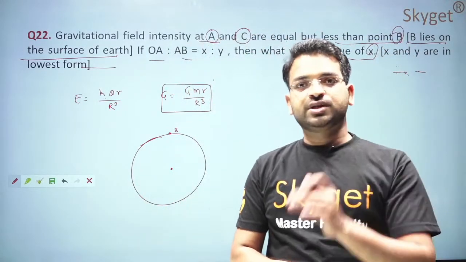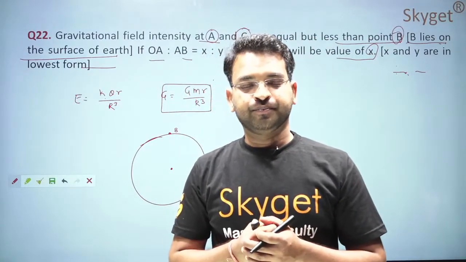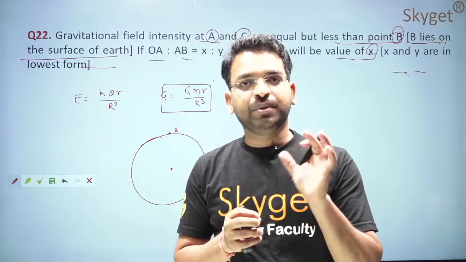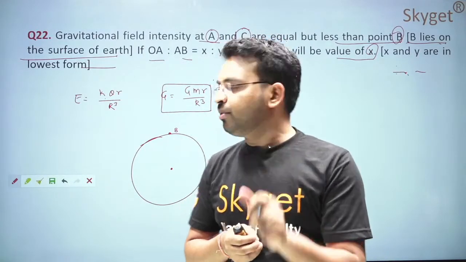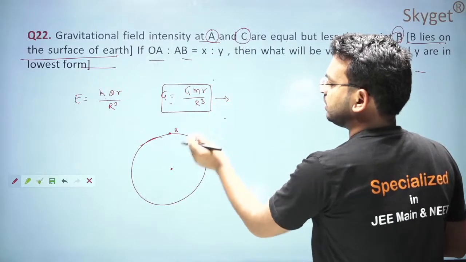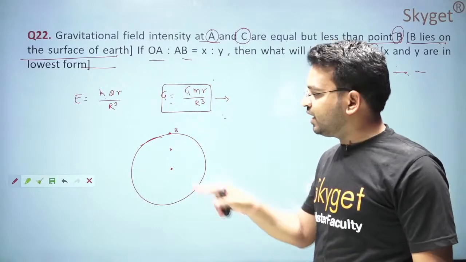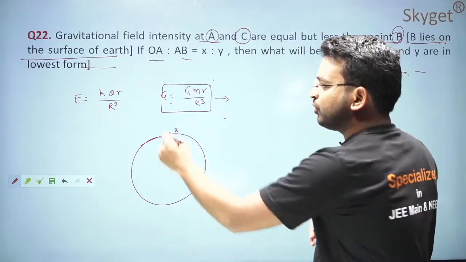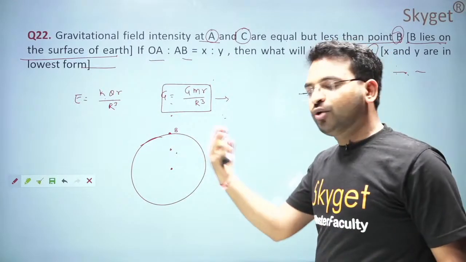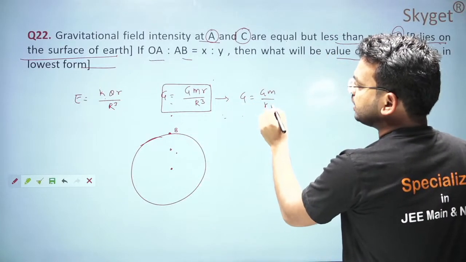Now the very important thing is that we don't know where A and C are lying. But if you remember the formula, this is the formula for inside, at any point if you want to find out. This is the gravitational field inside of the earth. And if you want to find out the gravitational field outside of the earth, that is also one formula, that is GM over R square.